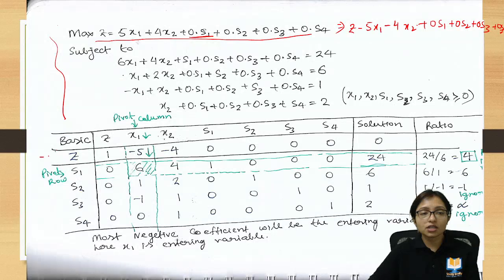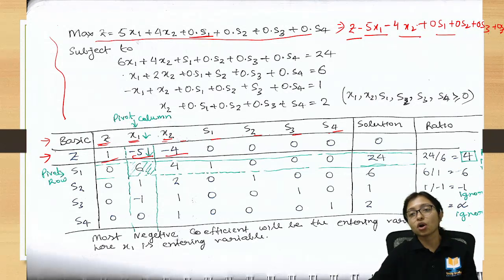That's why for the first row you write here basic, and these are all the coefficients. What are the variables? Z, x1, x2, s1, s2, s3, s4. And in the table we are going to write the coefficients. What is the coefficient of z? That is 1. What is the coefficient of x1? Minus 5. Coefficient of x2, minus 4. All the other coefficients are 0, and the solution is also 0 because it is equal to 0.